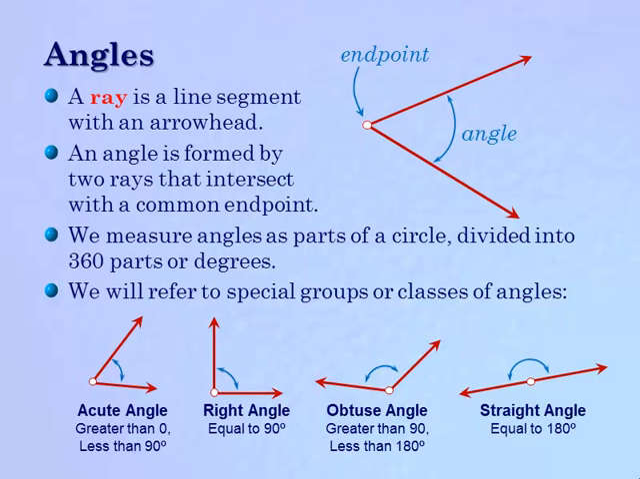We will refer to special groups or classes of angles. For example, the acute angle is greater than 0 but less than 90 degrees. A right angle, as you've already heard, equals 90 degrees. And an obtuse angle is greater than 90 degrees but less than 180. And of course, you know what 180 degrees is. That's just a straight angle.